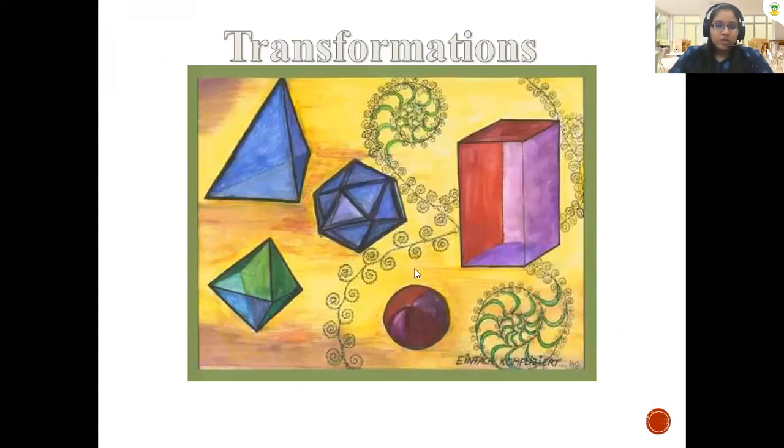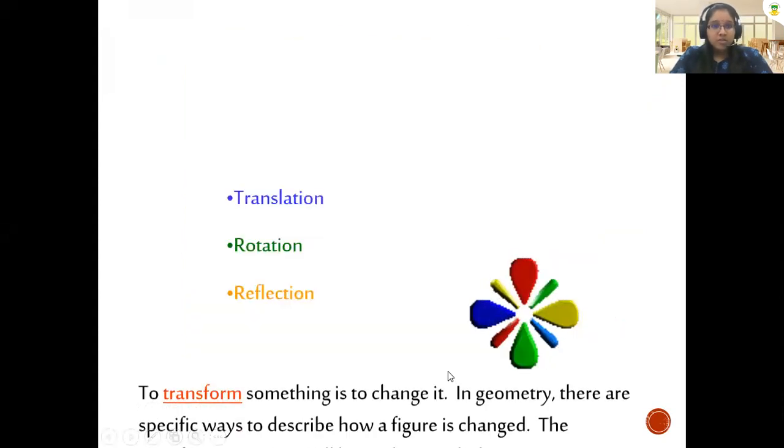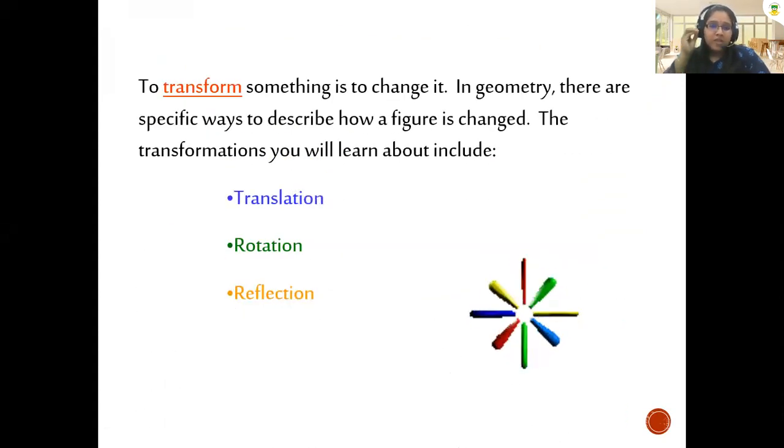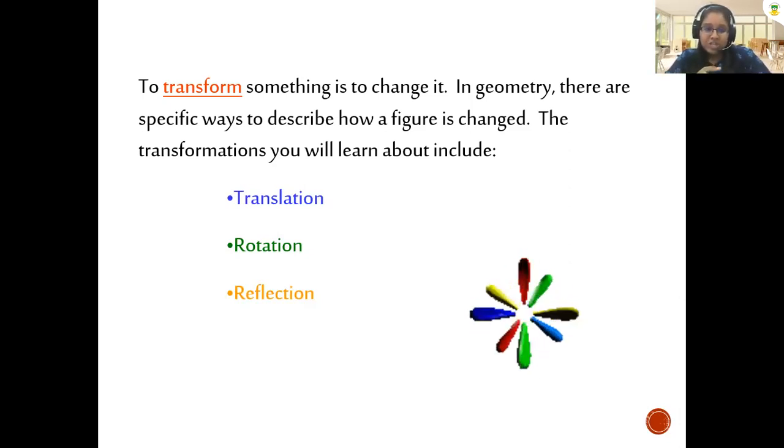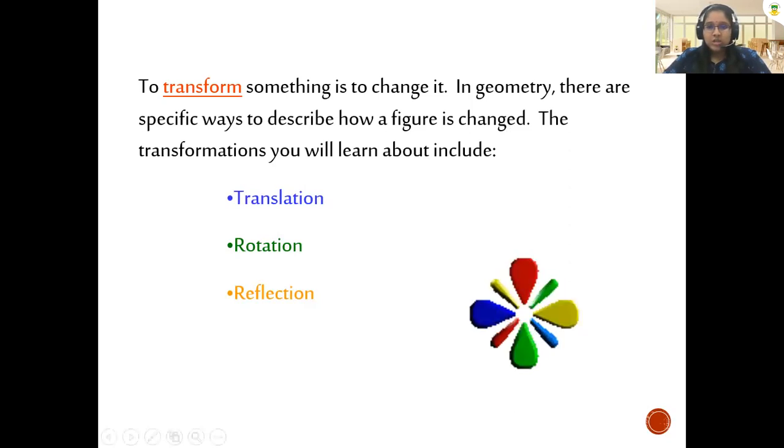As you know, to transform something is to change it. In geometry, there are specific ways to describe how a figure is changed. The transformations you will learn about include three main transformations that we are going to learn today: the first one is translation, followed by rotation, and also reflection.